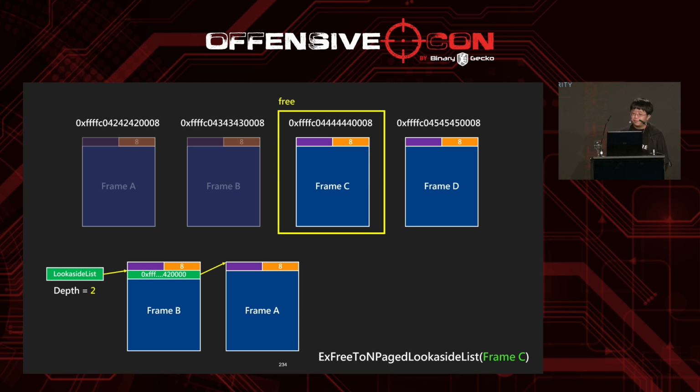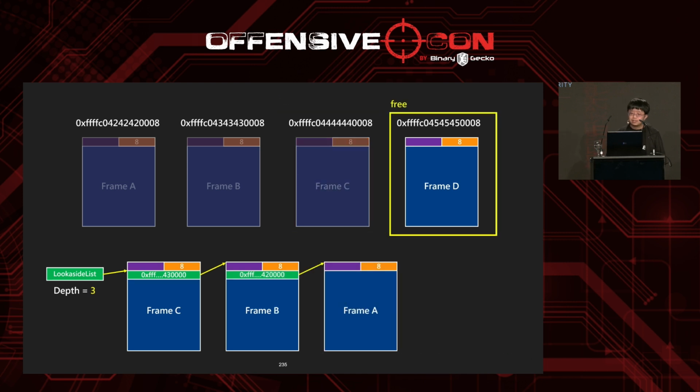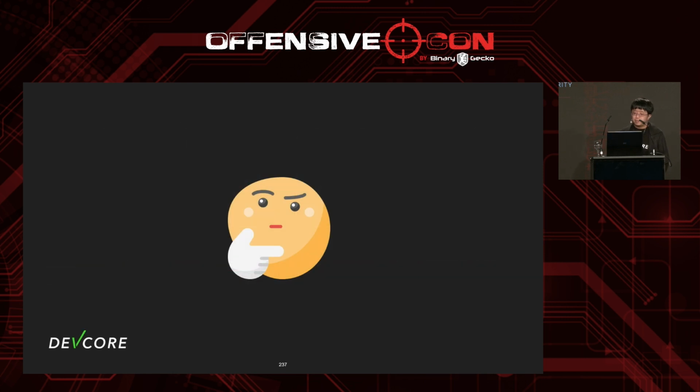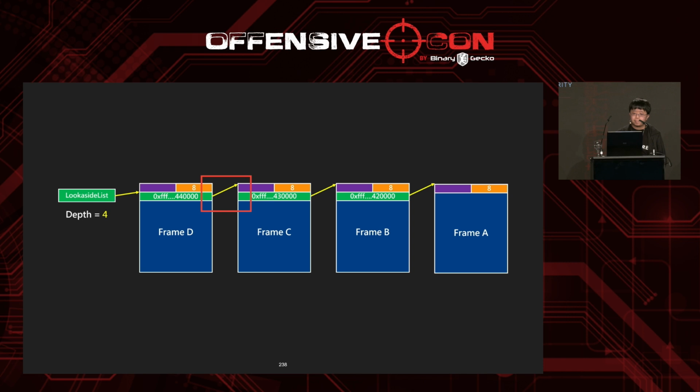We continue by freeing frame C, which follows the same pattern. Finally, we free frame D. In the end, the Lookaside list will look like the layout shown in this diagram. Have you spotted the issue? The issue is in the next pointer of frame D. Due to misalignment, the next pointer points to the start of the pool chunk, rather than the frame buffer. As shown in this diagram, you will notice the next pointer of frame C points to the padding area, which stores the padding size.